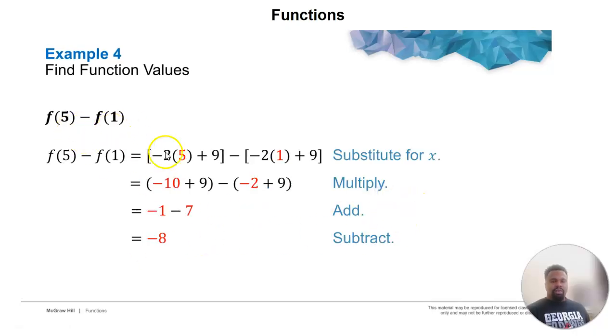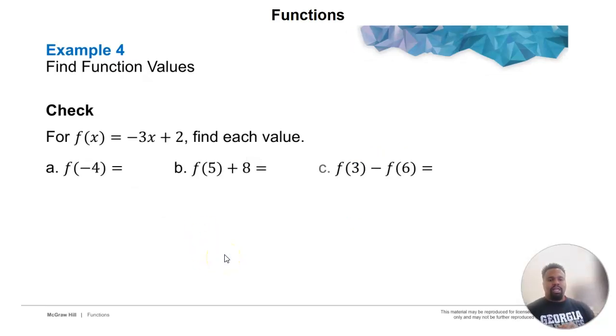If we look at this particular one, notice we're using the same function, but we're doing one when we substitute 5 for x, and another when we substitute 1 for x, and we're going to subtract them. So we're going to do -2 times 5 plus 9, and then -2 times 1 plus 9. -2 times 5 is -10, so I got -10 plus 9. -2 times 1 is -2, so -2 plus 9. And so -10 plus 9 is -1. -2 plus 9 is 7. And then if I do -1 minus 7, I get -8.